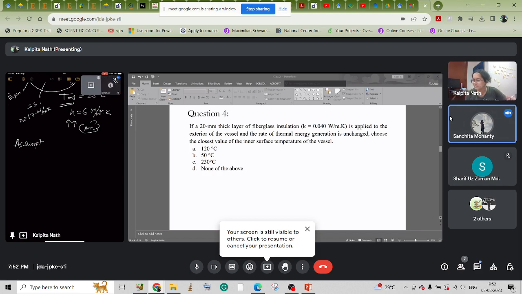No, not the values. Assumptions. There'll be some initial assumptions, no? Like here we are taking steady state because no mention of time is there, right? Yes, ma'am. So we are using steady state here.